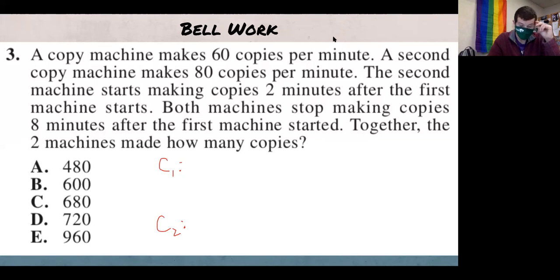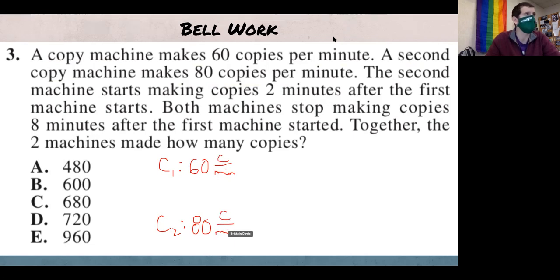All right, so how many copies per minute can the copy machine 1 make? This is an open question. Anyone can answer. So what's the number of copies per minute for copy machine 1? 60. It says it right there in that first sentence. All right, so we'll call that copy machine 1, because here's now the second copy machine, and we can see that that makes 80 copies per minute. So I'm just going to put copies per minute.